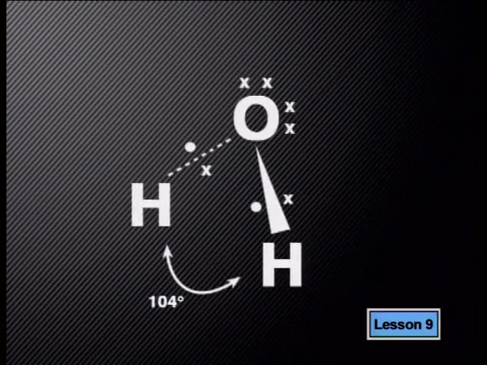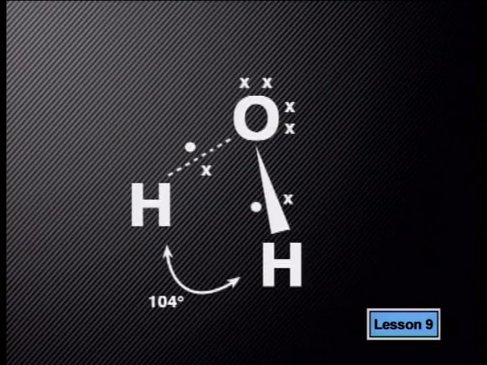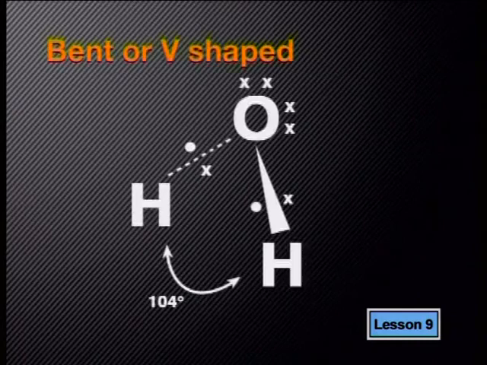The VSEPR model predicts that the hydrogen-oxygen-hydrogen angle will be less than 109.5 but greater than 90 degrees. Clearly, using the VSEPR model has given us a much better idea of the shape of the water molecule than we got from the Lewis diagram. When we describe the shape of the water molecule, we only consider the atoms and ignore the lone pairs. This shape is described as bent or V-shaped.